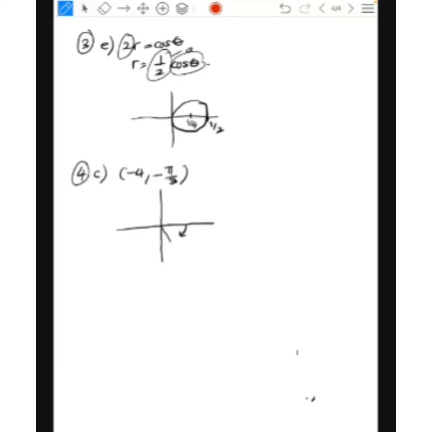So this is negative pi over 3. However, if your point is here, let's say this is 4, the point must be positive 4, negative pi over 3. But the question asks you to plot the negative point. So it should be exactly opposite up here. So this is negative 4, negative pi over 3. So the point is the blue one.